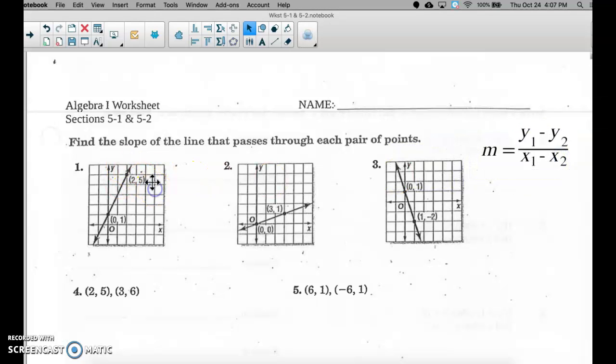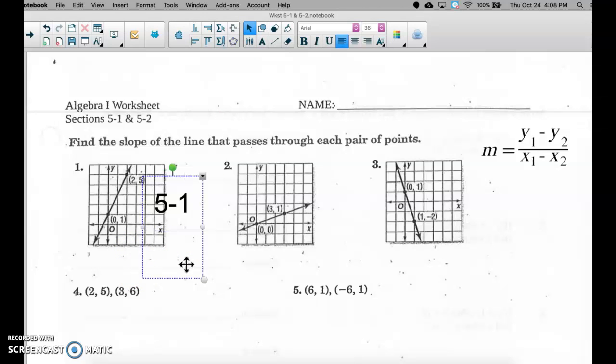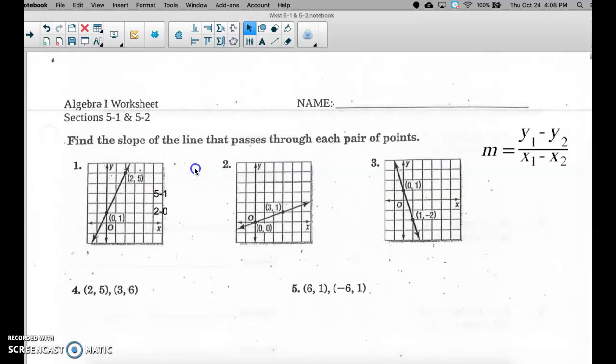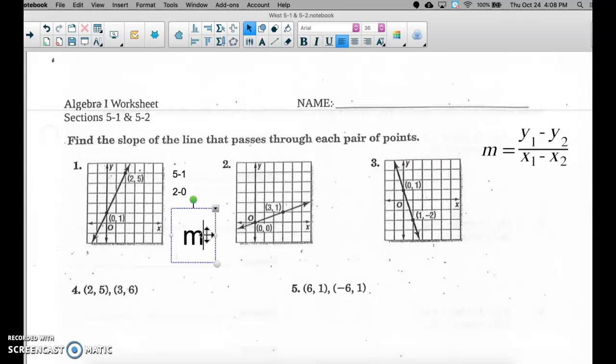So this first one, our y for this one is going to be 5 and 1. So I'll actually type that one. 5 minus 1 over 2 minus 0. So I'm just taking my y's over my x's. And when I do this, I'm going to get 5 minus 1, which is 4, over 2, which is the same thing as just 2. So my slope is 2.